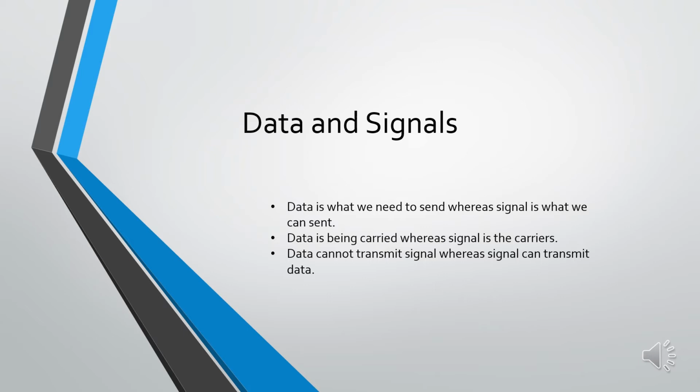For data to be transferred electronically, it must first be converted into electromagnetic signals. The signals can then be used to transfer data from one device to another device. The signal can be either analog or digital in nature.